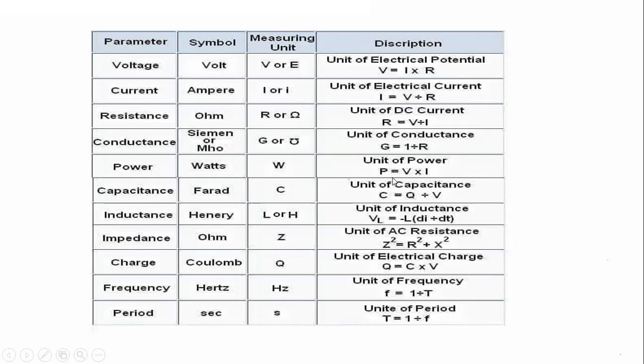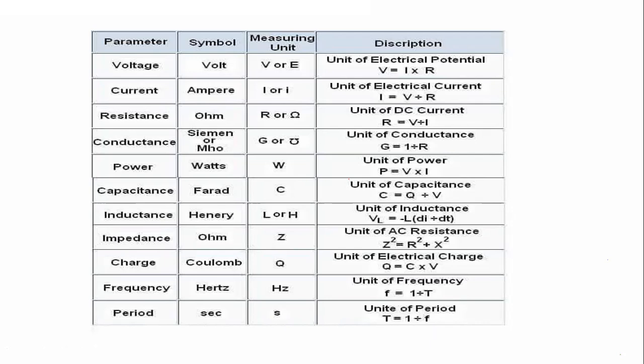Next is power. P is equal to VI, voltage times current will give you the power. How much voltage you are applying to the circuit and how much current is there in the circuit due to that applied voltage, their multiple will give you the power. Then capacitance, inductance, impedance, charge. Charge is measured by C times V, capacitance times voltage.